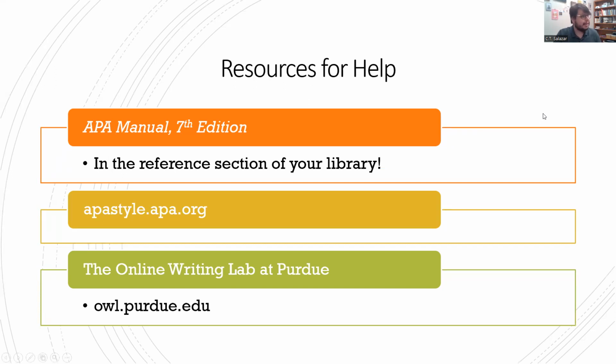Resources for help. So the first obvious one is the APA 7th edition manual. There's a few copies of it. There's two in reference. There's one at the big table when you first walk into the library at the reference table, and there's one that stays at the reference desk. There's also apastyle.apa.org. That's the official website, and it's pretty helpful. And the last is the tried and true Purdue Online Writing Lab, or OWL for short, owl.purdue.edu.